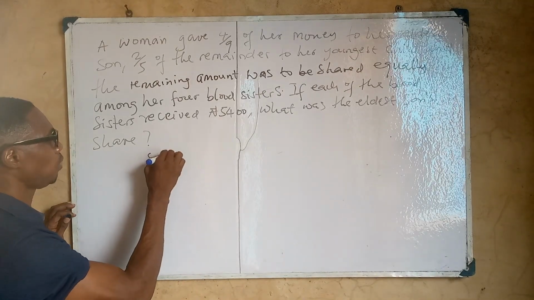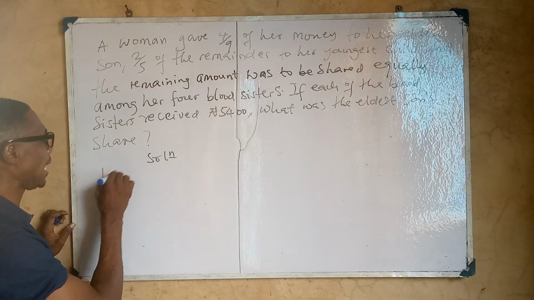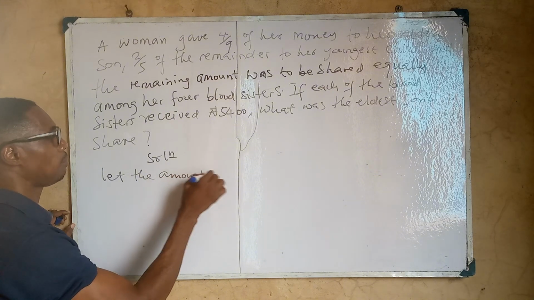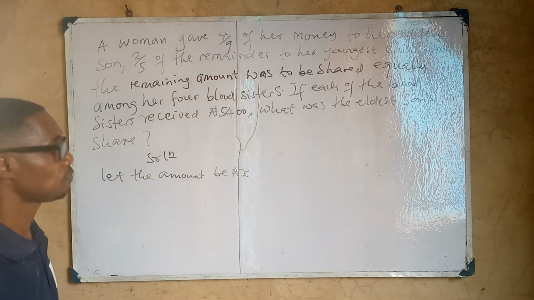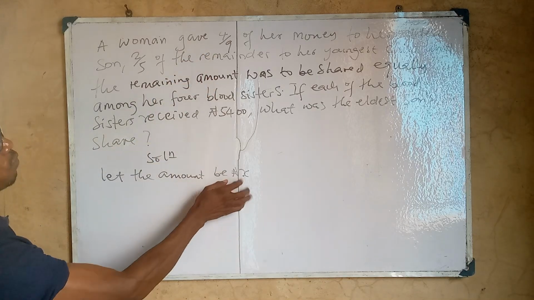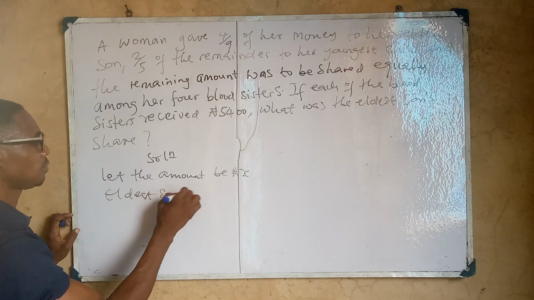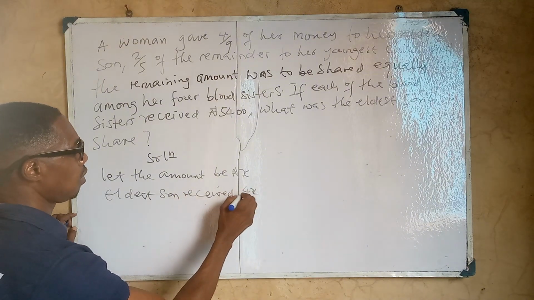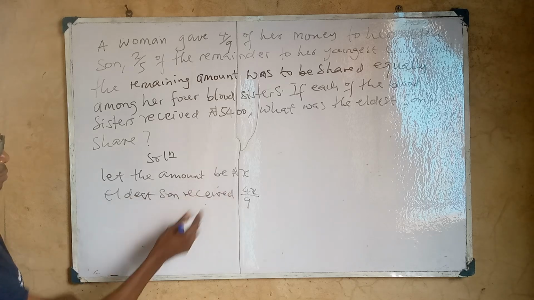Now, there is always one problem. We don't know how much the total amount of money is, so we can say let the amount be X naira, the total amount that all these fractions were taken from. That's one step. Then 4 over 9 of that money was given to the eldest son. So the eldest son received 4 over 9 of the money. So let's see the remainder.